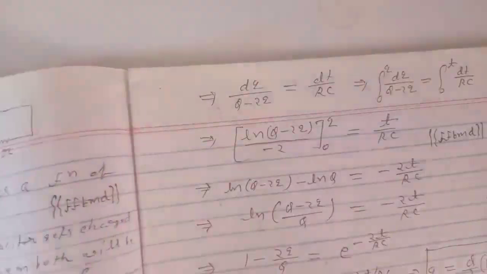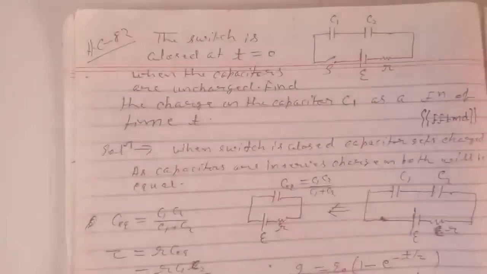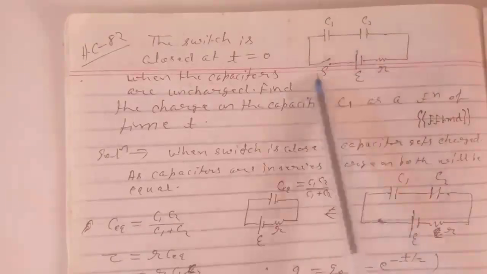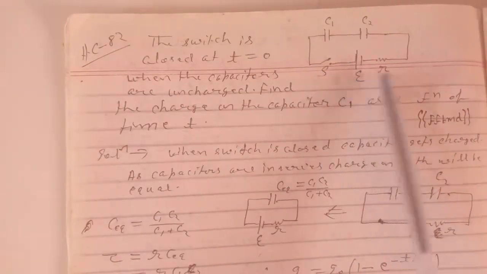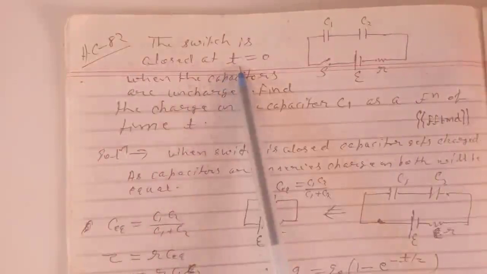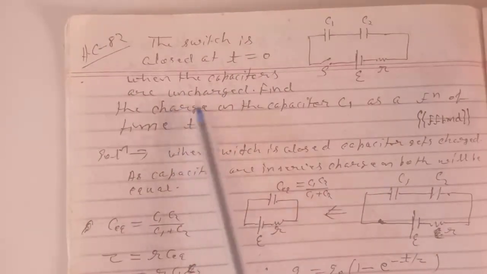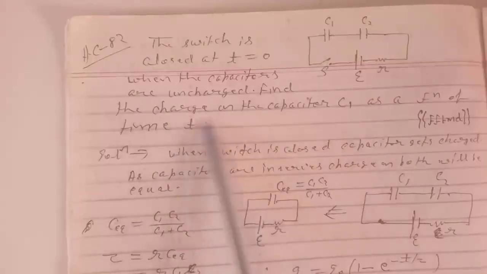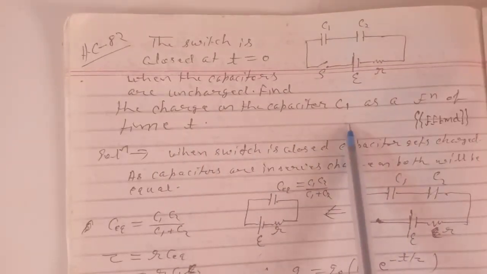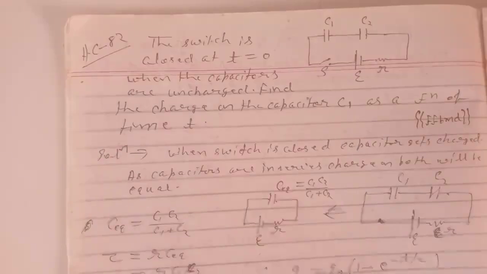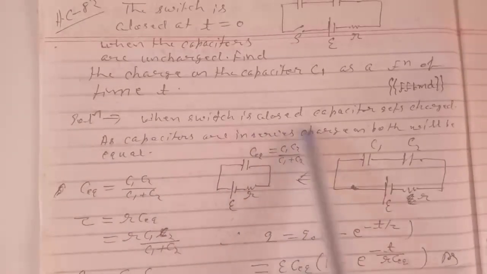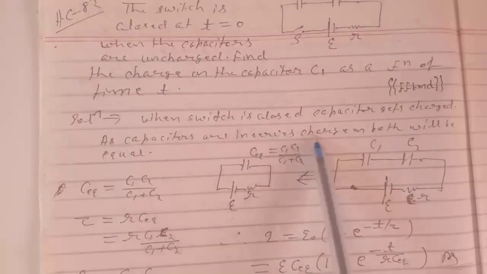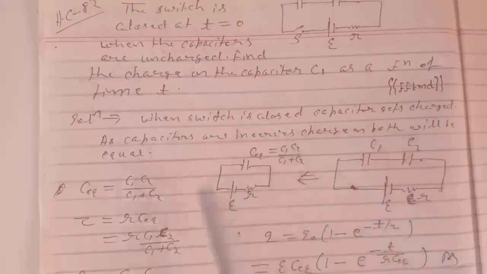Next question. This is capacitor C1 and C2. This is a switch. It is a battery of EMF with a resistor. The switch is closed at t equal to 0 when the capacitors are uncharged. Initially it was uncharged. Find the charge on the capacitor C1 as a function of time t. Solution: when the switch is closed, the capacitor gets charged. As the capacitors are in series, the charge on both will be equal.